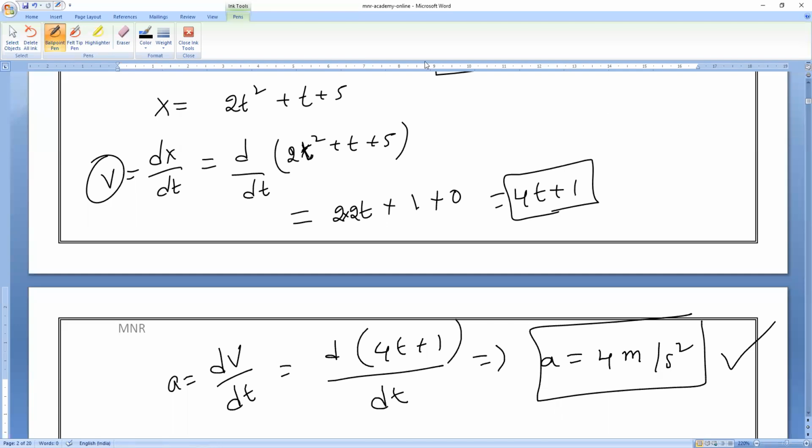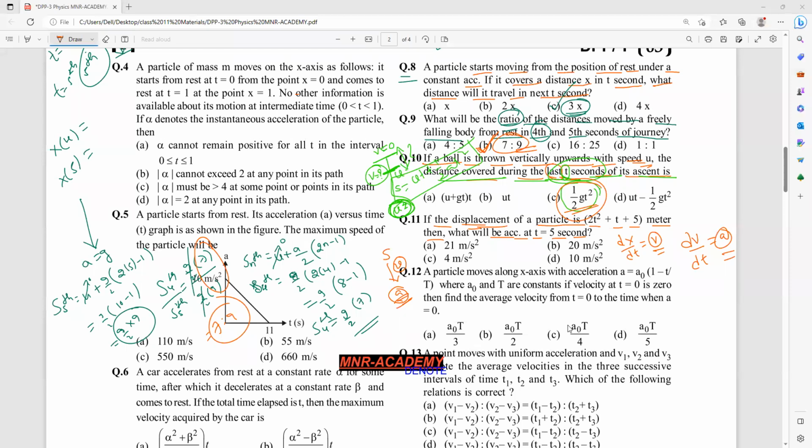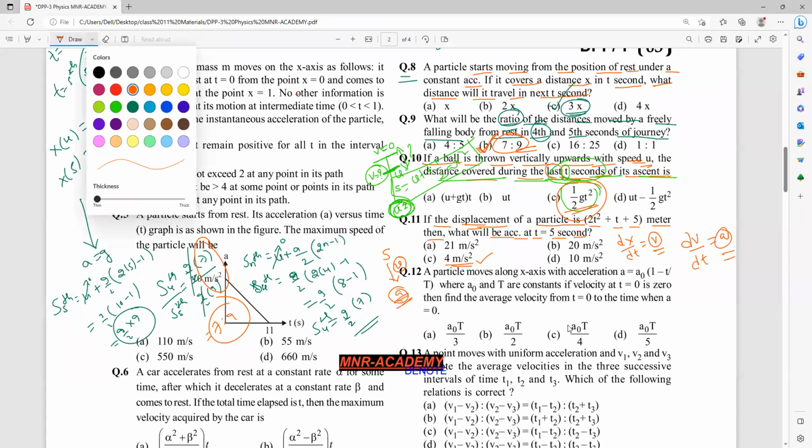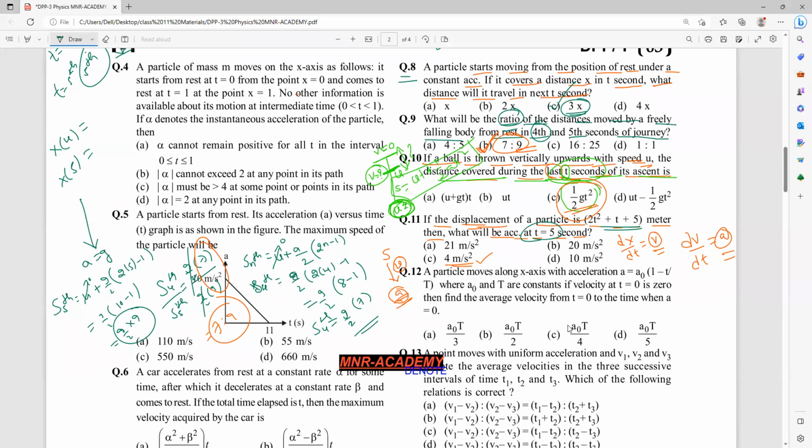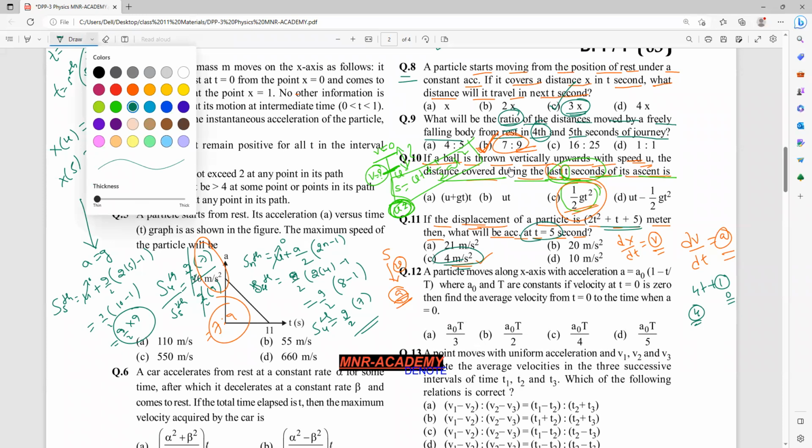So directly it will come. What is the acceleration? 4 meter per second square. It is a direct question. So what is the correct answer? Option C. What is the acceleration at time t equals 5 seconds? We don't have any importance of it, because d by dt of 4t plus 1: the derivative of a constant is 0, and 4t gives 4. So acceleration is equal to 4 meter per second square. Clear everybody? Understand, Ishali? Yes, sir.